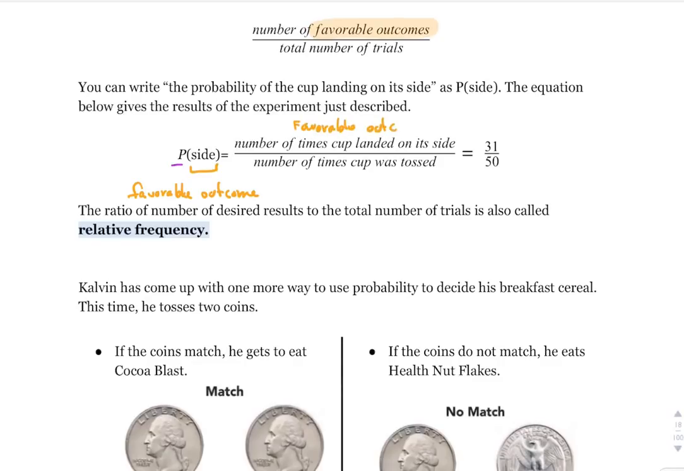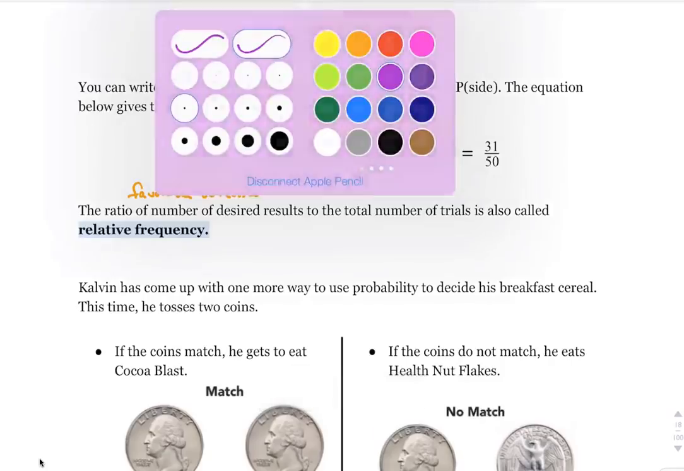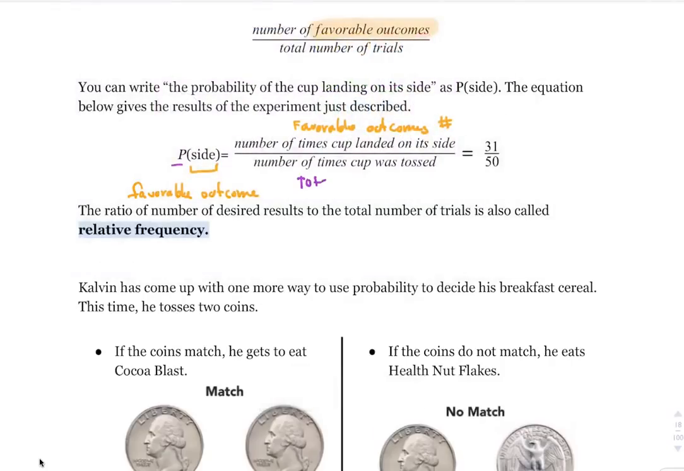Favorable outcomes. This is a number, not a hashtag. And the one on the bottom, sorry, that's Google kind of interrupting us. And this is the total number of trials. Okay.